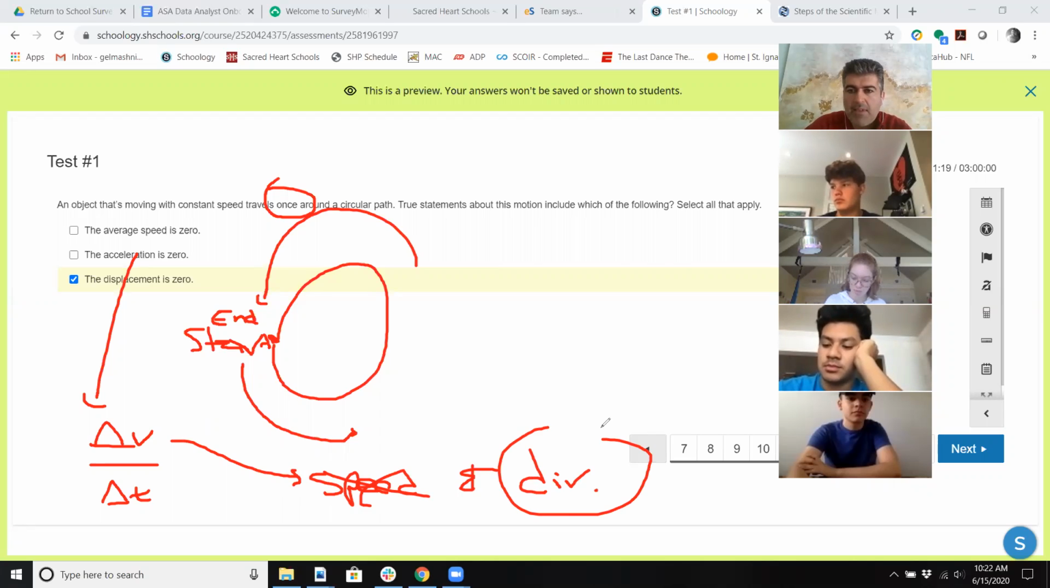Yes, the magnitude is the same, but the direction is different. So you can't say the acceleration is 0. There actually is acceleration when you're moving in a circle. So that's why it's just the third choice.